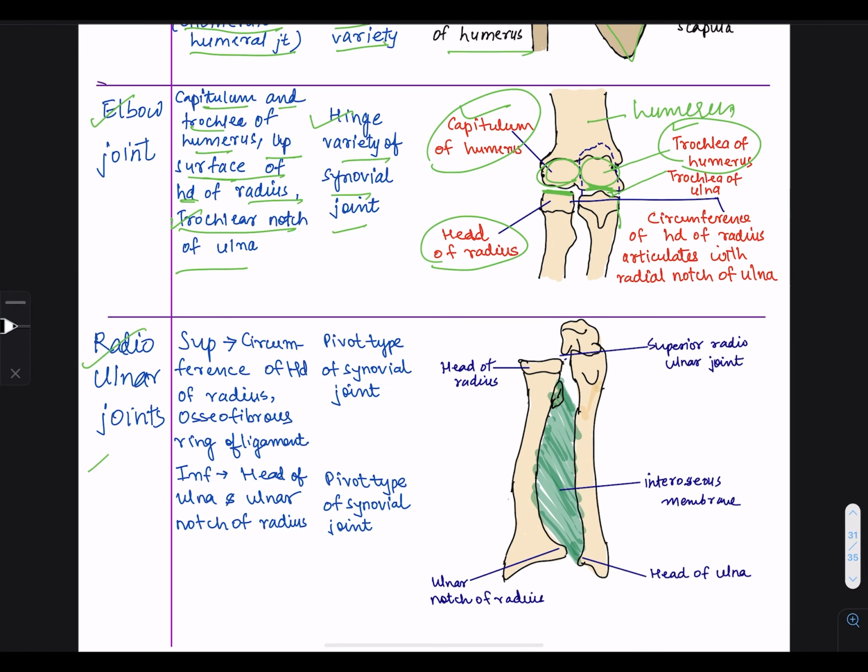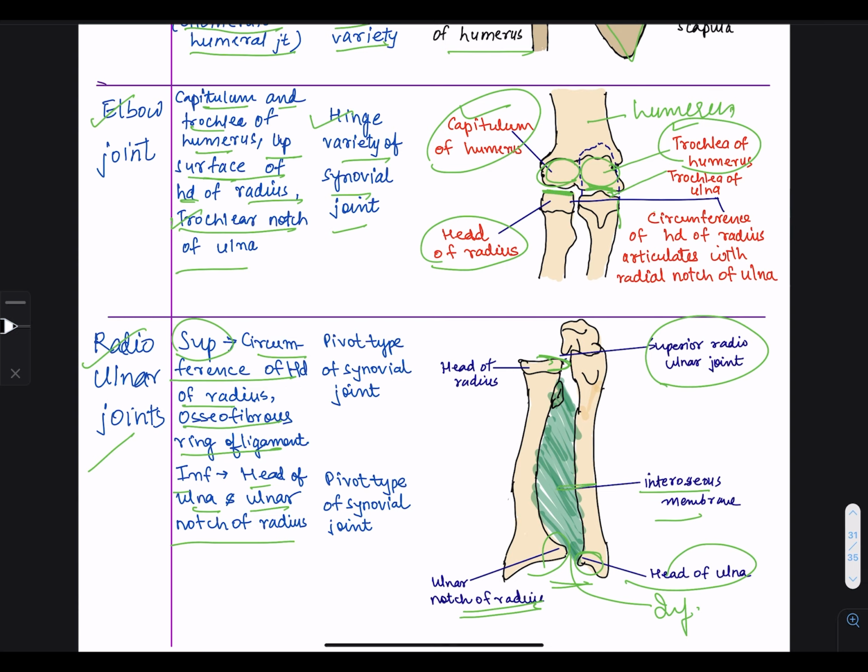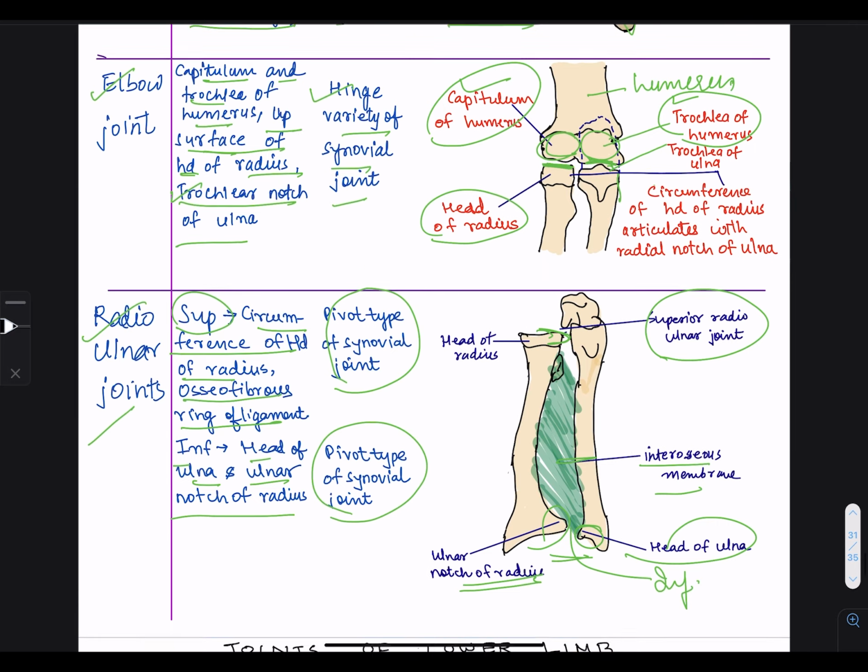Coming to the radioulnar joint, the articular surface superiorly is the circumference of the head of the radius, and also the fibrous ring of ligament. And inferiorly, the head of ulna and ulnar notch of radius. This is the head of ulna and the ulnar notch of radius. This is the superior radioulnar joint. This is the inferior radioulnar joint, and this is the interosseous membrane in between these two bones. The type is the pivot type of synovial joint. Both upper and lower are pivot type of synovial joints.